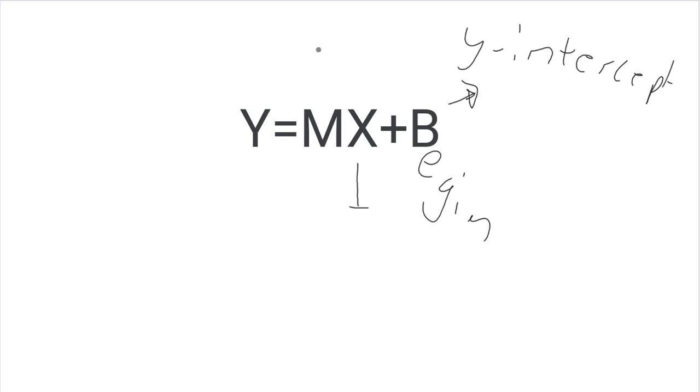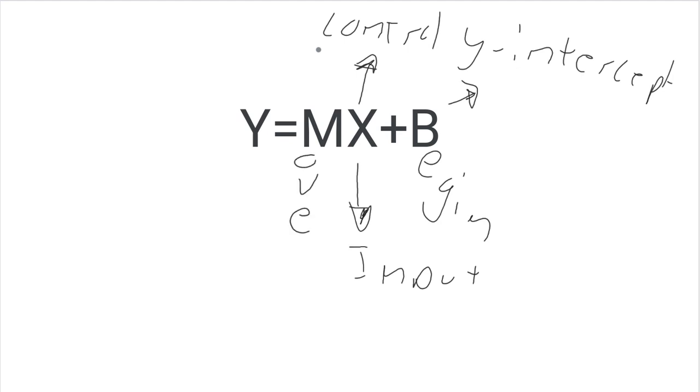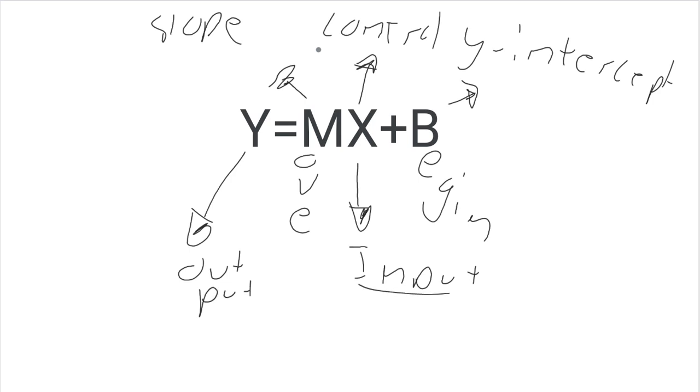X is going to be our input. This is what we have control of. M is how much we are going to move from the beginning. But the fancy math word for this is slope. And then Y is our output. It's the answer to how many hours we put in, how much money we should get. This is the dependent.